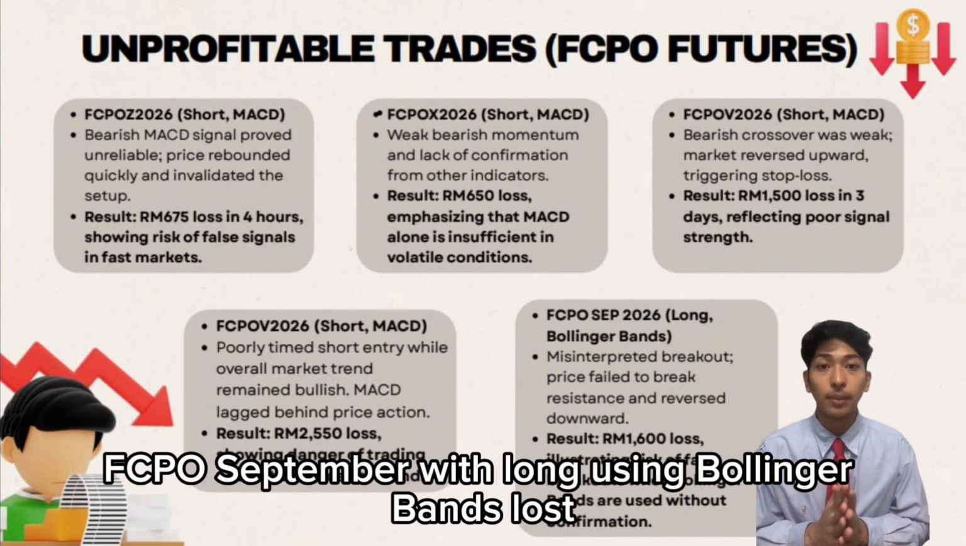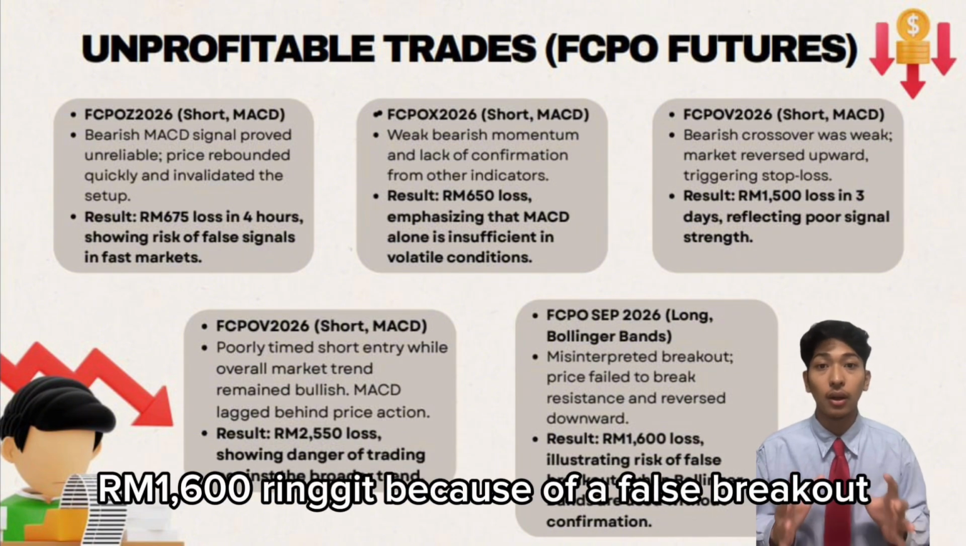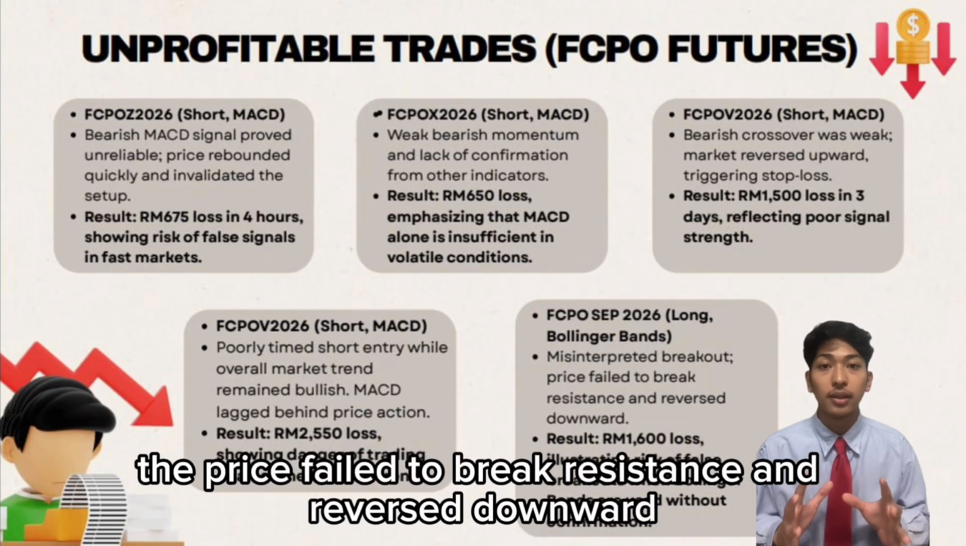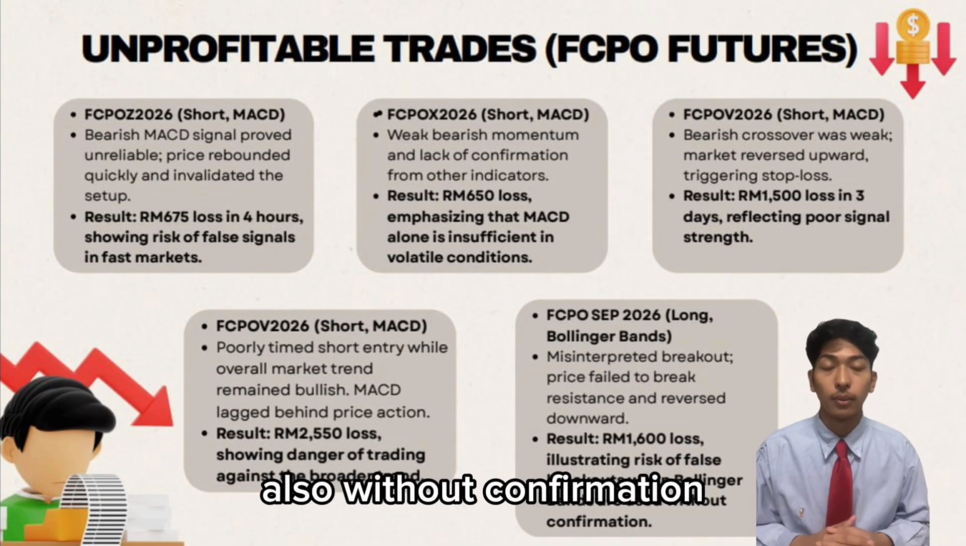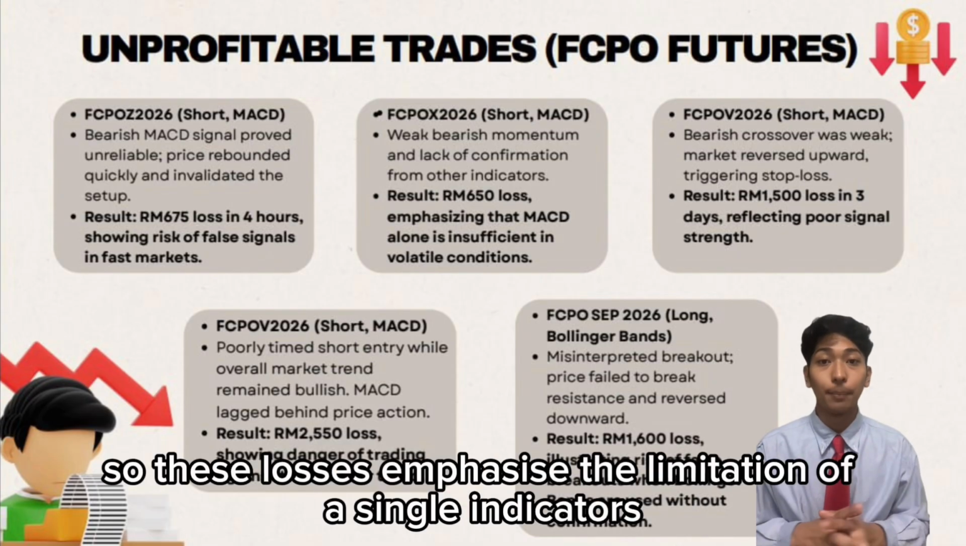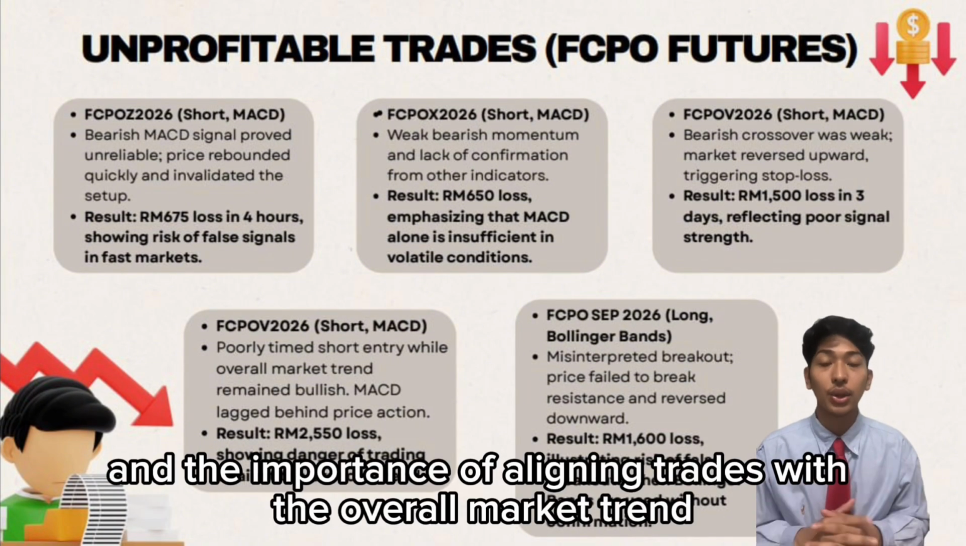Finally, FCPO September, we long using Bollinger Bands and lost RM 1,600 ringgit because of a false breakout. The price failed to break resistance and reversed downward, showing the risk of relying on Bollinger Bands without confirmation. So these losses emphasize the limitation of a single indicator, the risk of false signals, and the importance of aligning trades with the overall market trend.